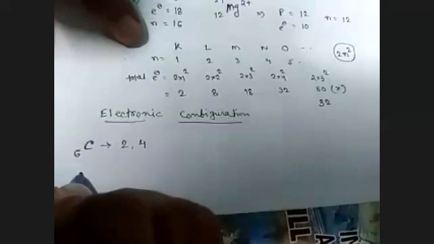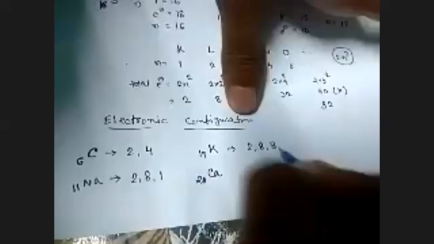What will it be for sodium? Sodium is 11. So 2, 8, 1. 2, comma 8, comma 1. Very good. So the rest of the atoms you can calculate.